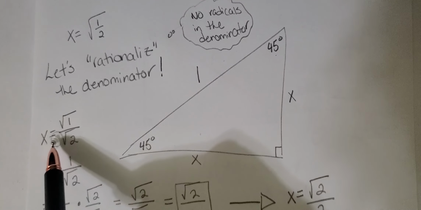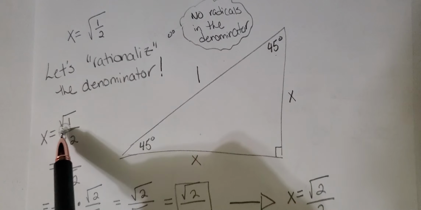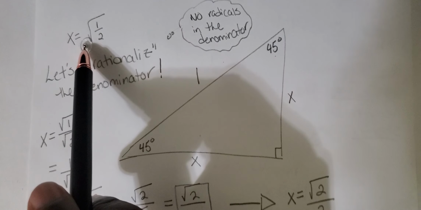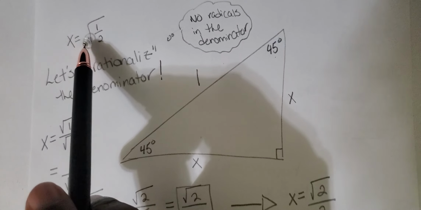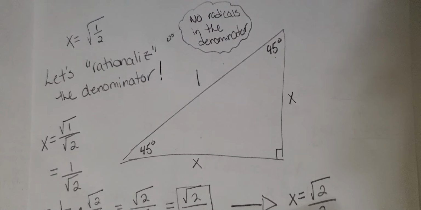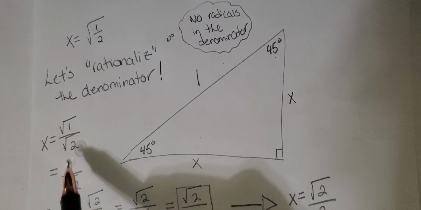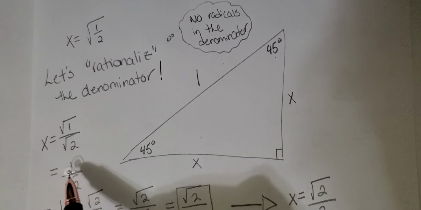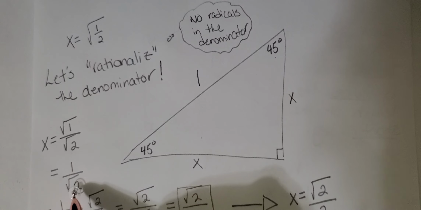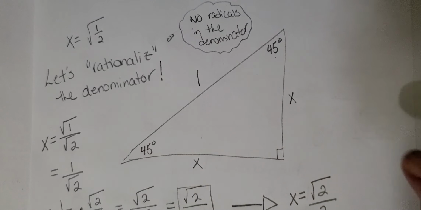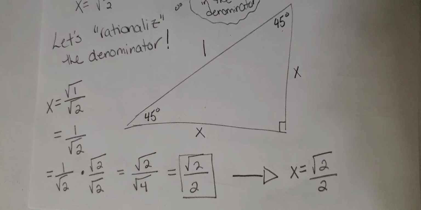So x is equal to the square root of 1 over the square root of 2. All I did was, instead of leaving it as one big square root symbol, I took the square root of both the numerator and the denominator. Well, the square root of 1 is 1, and the square root of 2 is radical 2. So this is where the issue lies. We have a radical in the denominator, and we have to do that process of rationalizing the denominator, aka taking the radical out of the denominator.